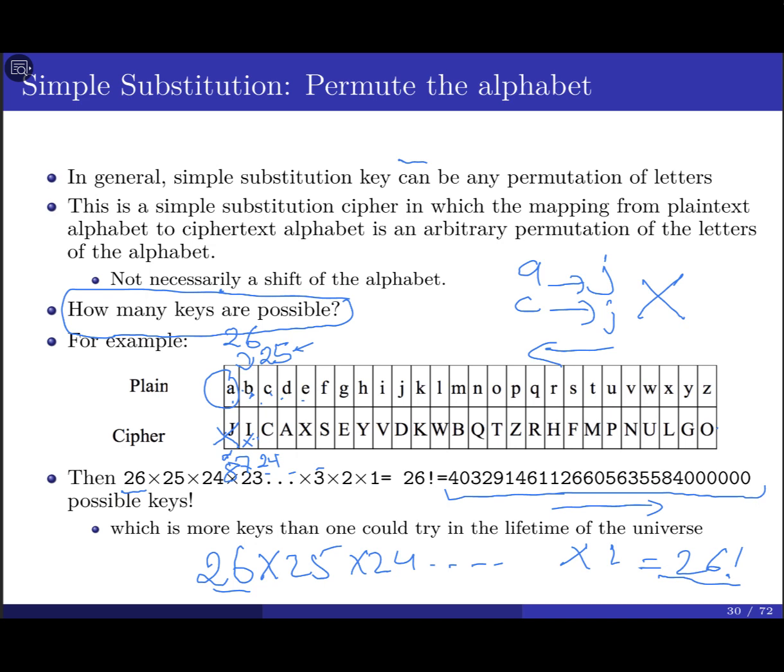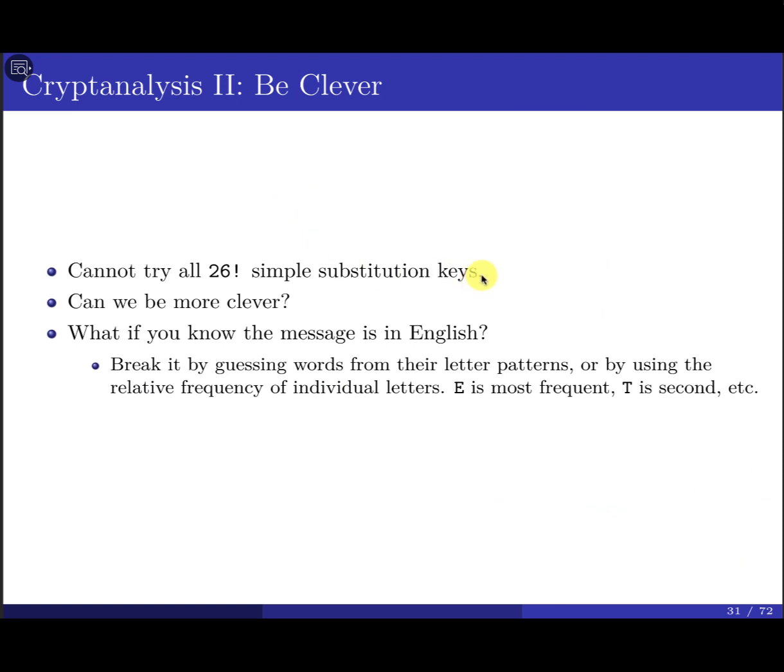Now, how can you utilize a shortcut, instead of needing the lifetime of the universe to decrypt this? Maybe you'll have a better way of shortcutting before this operation. That's what we talk about. We cannot try 26 factorial, I think about 2 to the power 88, if you remember that, for simple substitution keys, because it's going to take forever. Can we be more clever? Take a look. That's the most important thing you need to know.